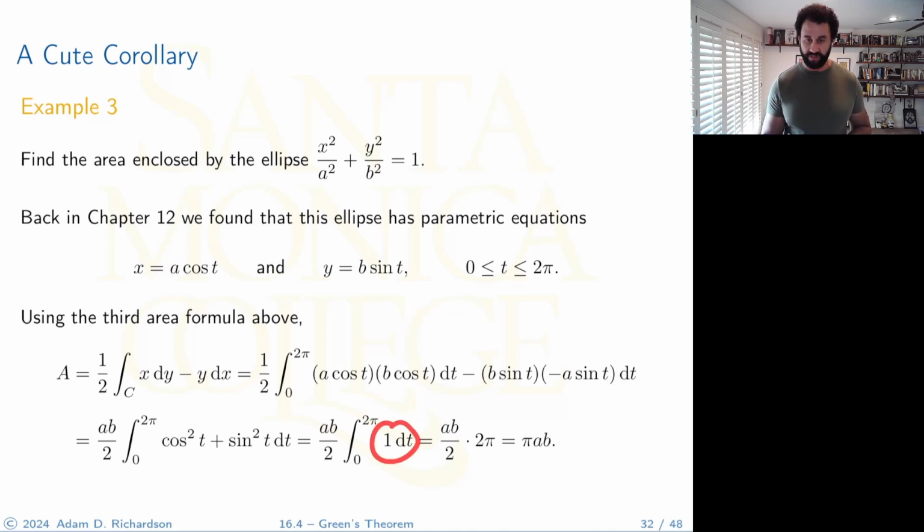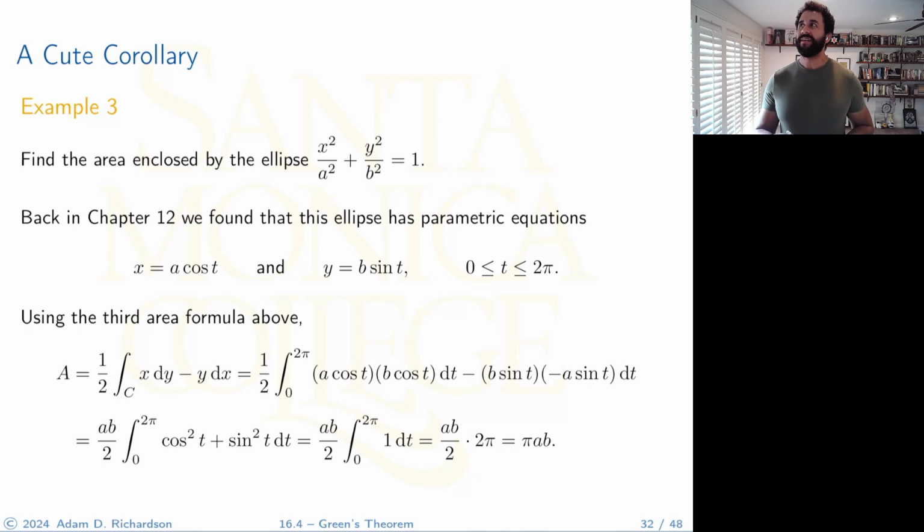So now we're integrating the unit function, which is just going to give us the length of this interval. So we get ab over 2 times 2 pi, which simplifies to pi ab, which indeed is the area of that ellipse. Hooray! It's just cool stuff.